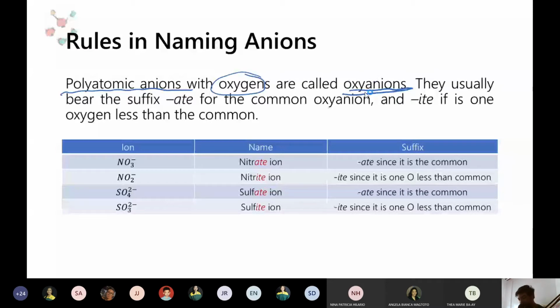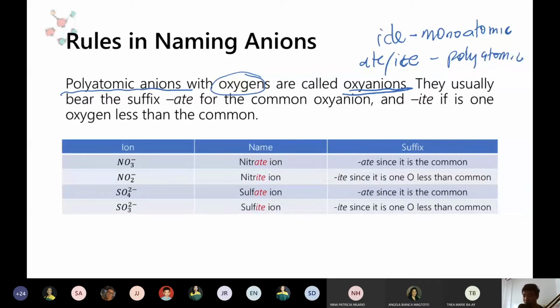So how are we going to check kung oxyanion yon? Usually it bears the suffix ate and ite, sa dulo. Di ba yung ide pag monoatomic? Pag ate and ite, ito ay for the polyatomic naman. So may distinction. Though this is a general rule, it doesn't apply to all, pero yan yung quick check natin para malaman kung monoatomic siya or polyatomic.